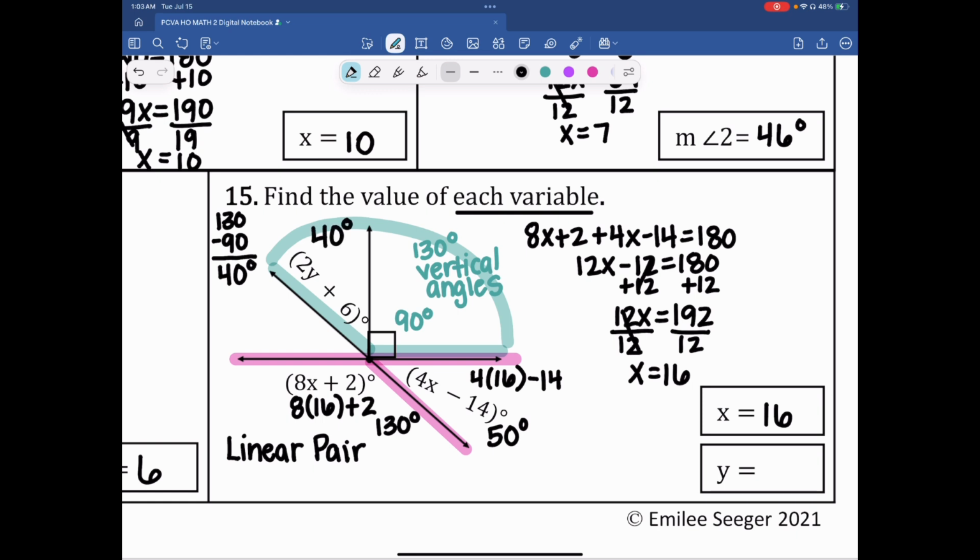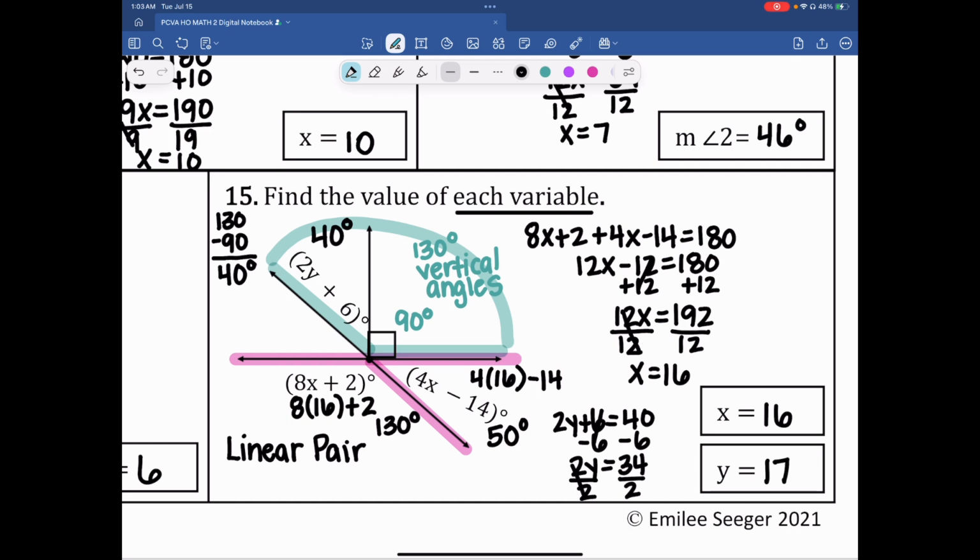So I can go ahead and take that and say 2y plus 6 equals 40 and solve that. So 2y equals 34. Divide that by 2. And we now know that y equals 17.